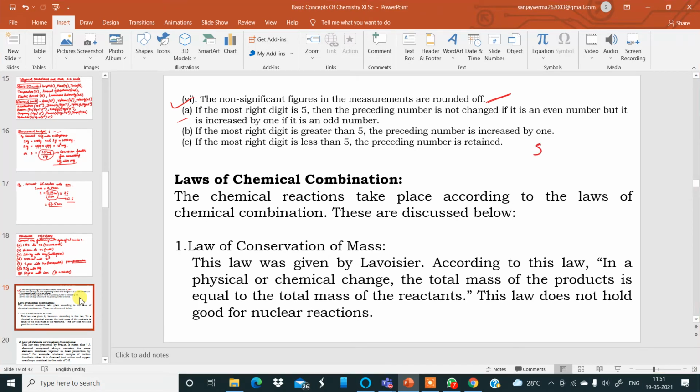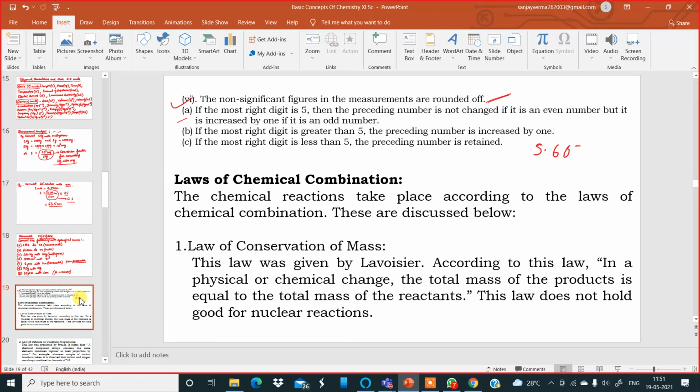Suppose I write a number 5.6078. Can you see what I've written on the screen? Yes, sir. 5.6078. And I ask you a question: express this number to 4 significant figures. So if you see carefully, 1, 2, 3, 4. But after this fourth number, there is 8 over here. And this 8 is what? Greater than 5. Is it greater than 5?